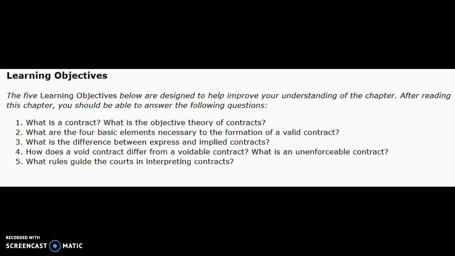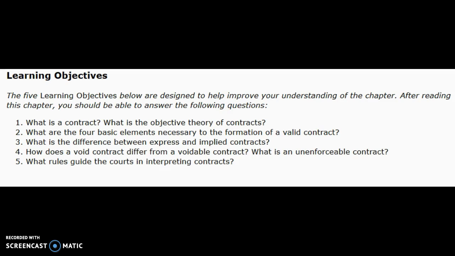A voidable contract is where one or both of the parties could back out. Generally, when we talk about minors, if I enter a contract with a minor, as an adult, I can't back out, but the minor probably would be able to. And the unenforceable contract means that the contract is valid, but for some reason it's unenforceable. It might be that you waited too long to enforce it, or something along that line. The text will get pretty specific for you on that.